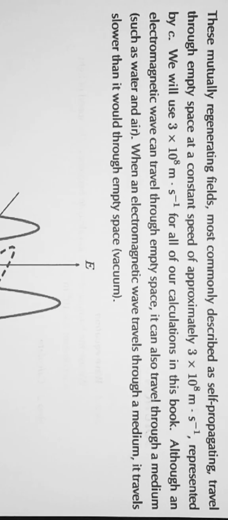They travel in empty space at a constant speed of approximately 3 times 10 to the power 8 meters per second. So C is the limit speed, if I may guess. We will use 3 times 10 to the power 8 meters per second for all of our calculations in this book. Although an electromagnetic wave can travel through empty space, it can also travel through a medium.